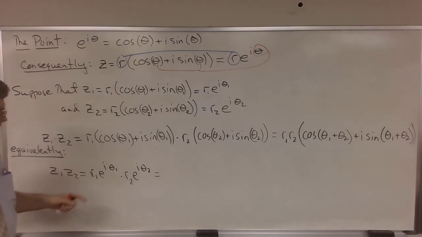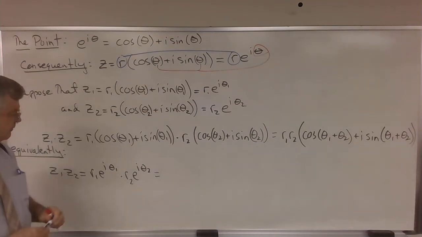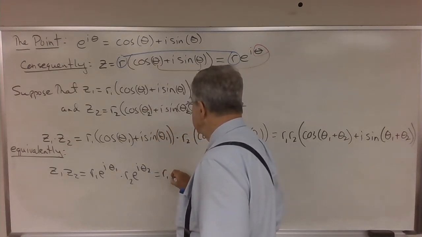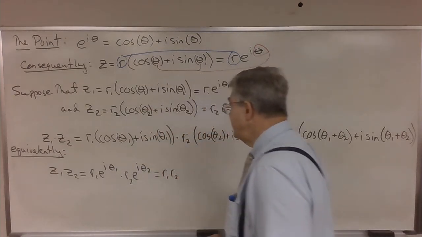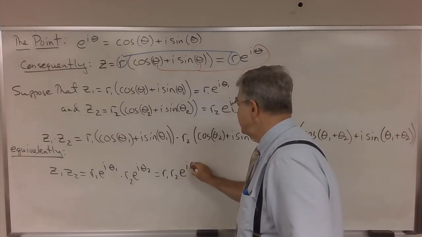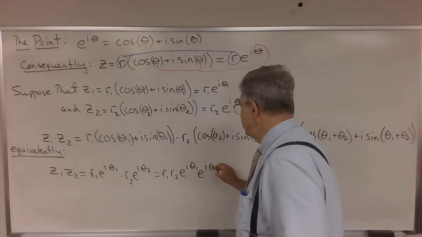Well, multiplication is commutative, isn't it? So can't I rearrange the order of the factors? And I'll put the r's first, r1, r2. And I'll put the exponential second, e to the i theta sub 1 times e to the i theta sub 2.